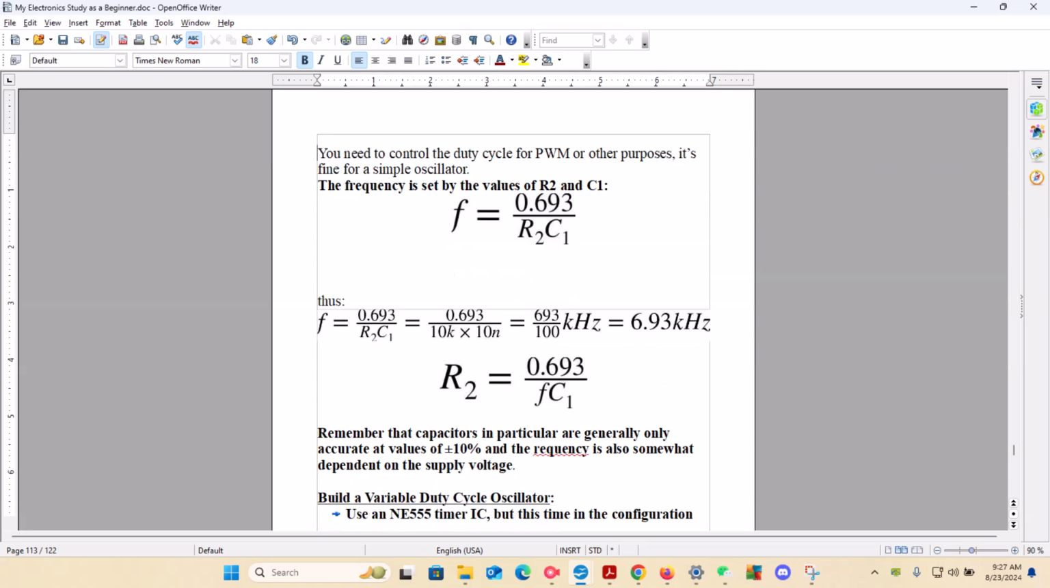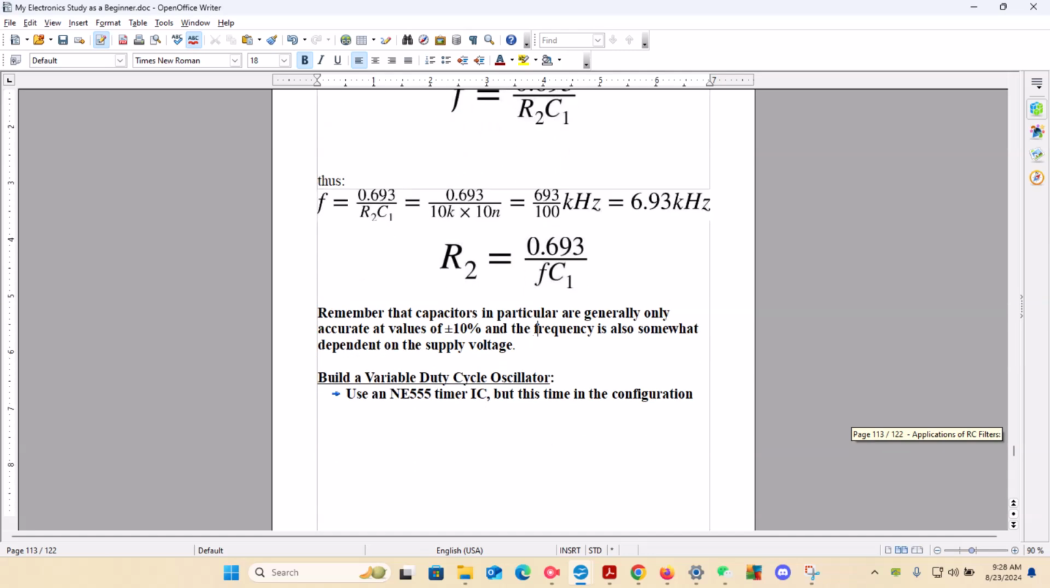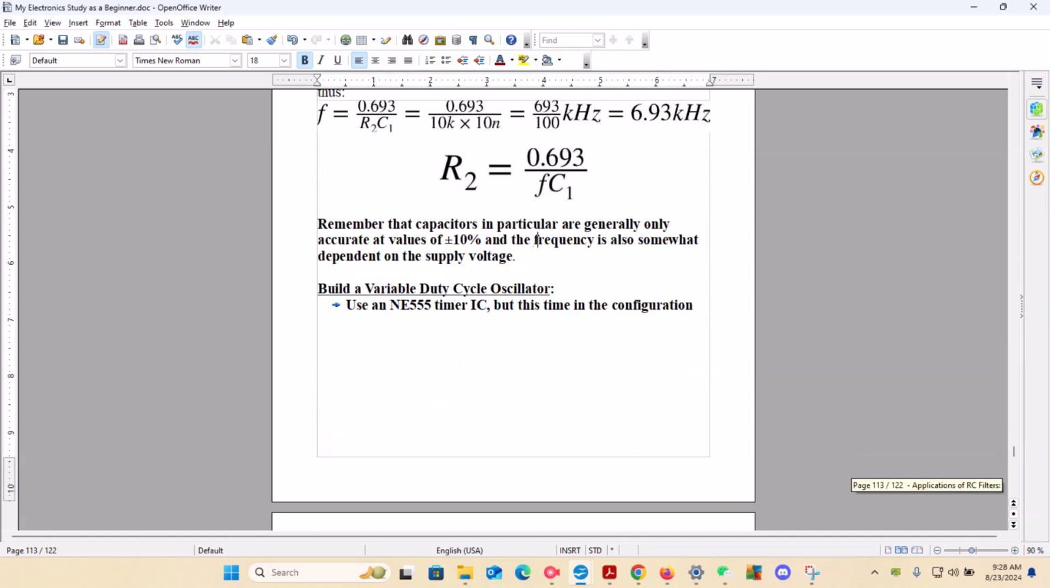It's important to remember that capacitors in particular are generally only accurate at values of plus or minus 10%. And the frequency is also somewhat dependent on the supply voltage. Keep that in mind in terms of your calculations. It's just like anything else, it's not 100%, but that's what it is.